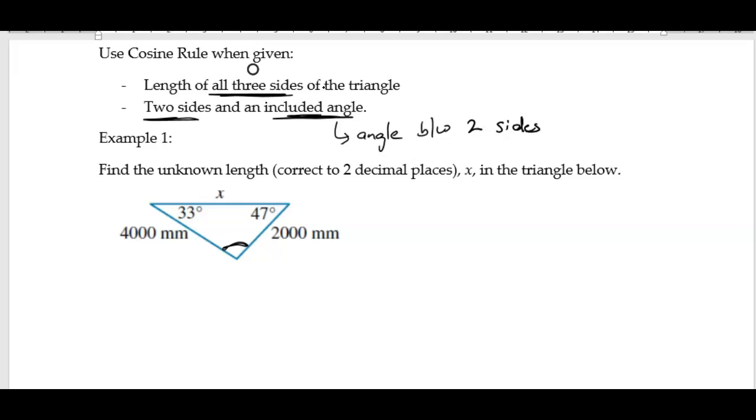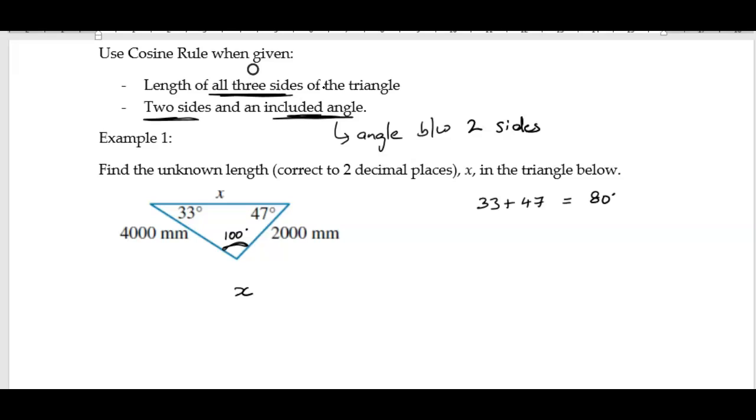So 33 plus 47 degrees is going to add up to 80 degrees. So the missing angle is going to be 100 degrees, since there are 180 degrees in the triangle. So now that we have two sides and the included angle, we can go ahead and solve for x.